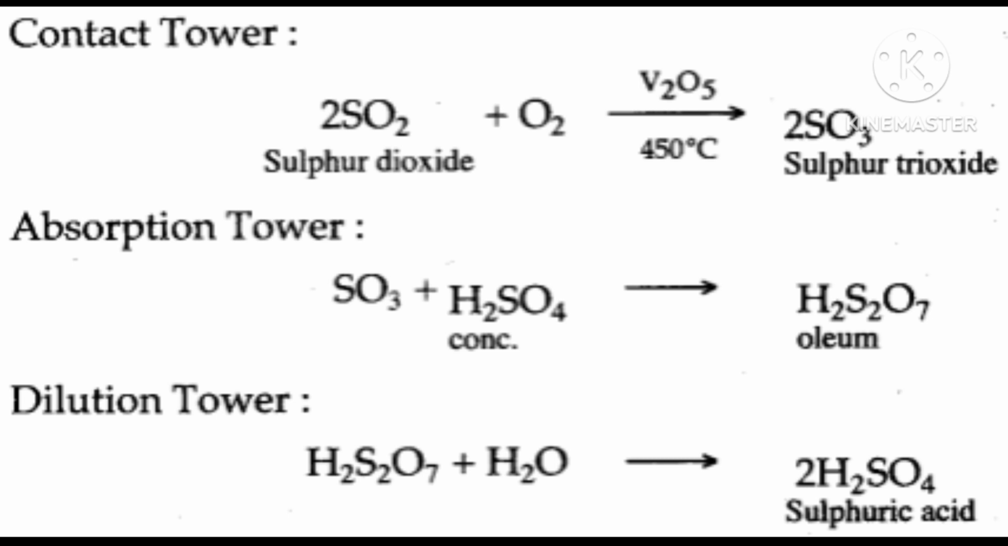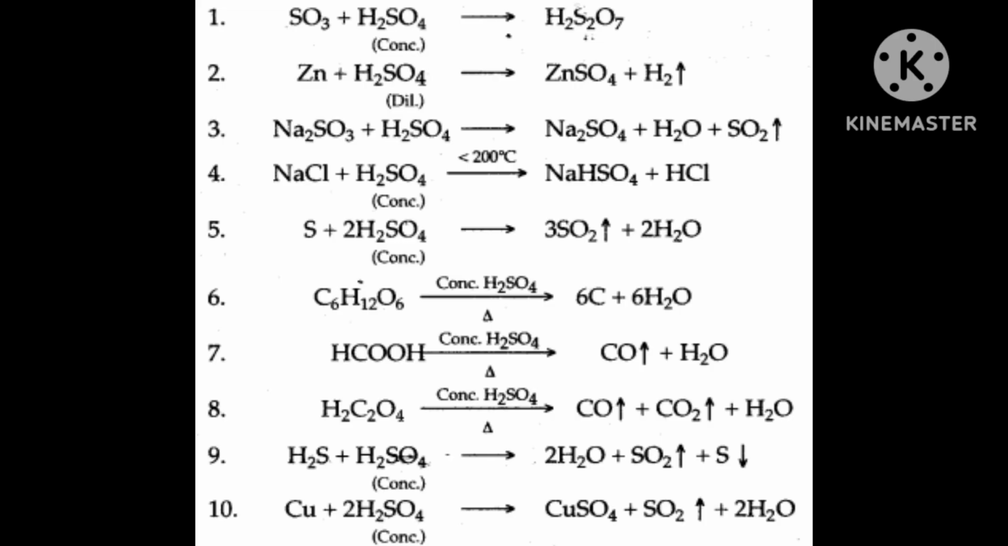Sulfuric acid is a colorless, dense, oily liquid with a specific gravity of 1.84. Always remember the specific gravity of sulfuric acid, it is asked: 1.84 at 298 Kelvin. The acid freezes at 283 Kelvin.